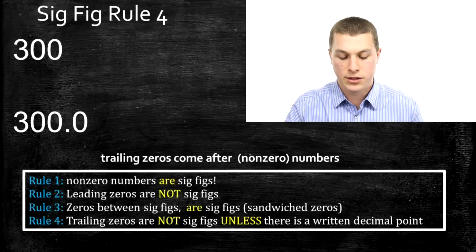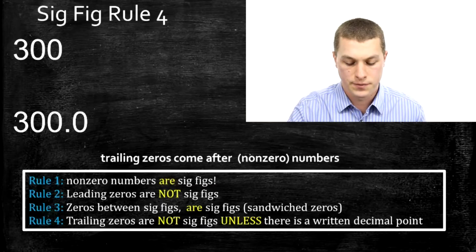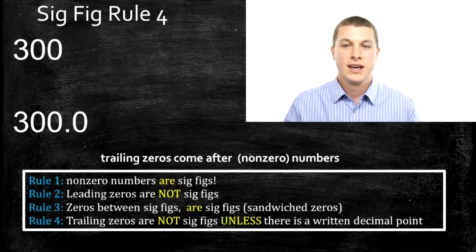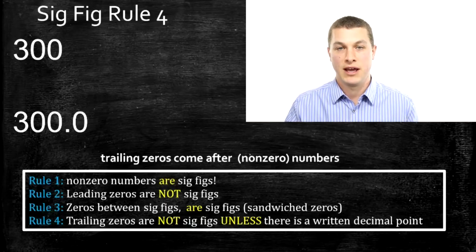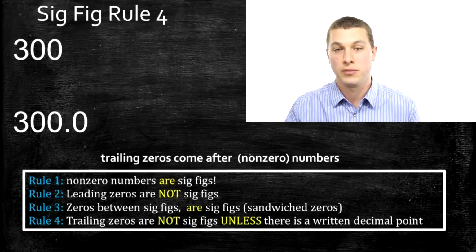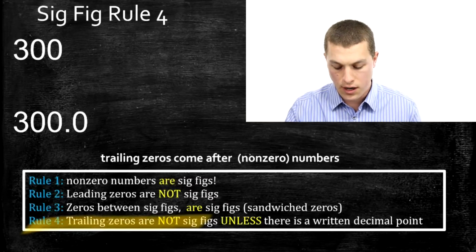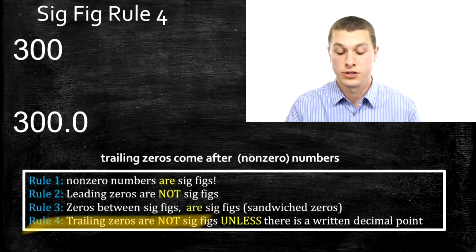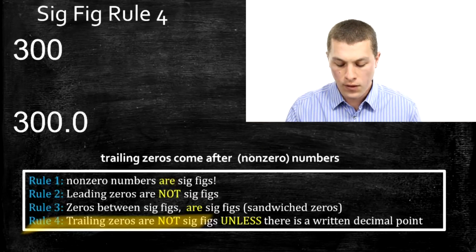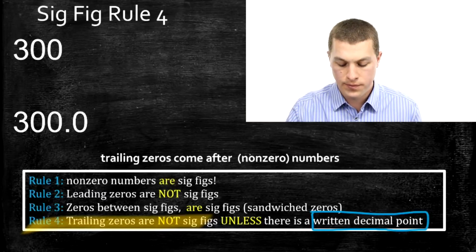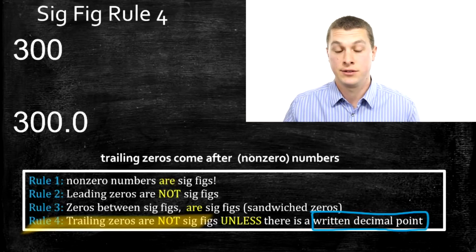So trailing zeros are a little trickier than the other two categories. And that means that when you're thinking about these significant figure rules, it takes some practice working with them to get them down. So if you still feel a little unsure of how to apply them, that's normal. It takes some practice to get used to applying these. Okay, so rule 4 says trailing zeros are not sig figs, unless there's a written decimal place. So if there's a written decimal point in our number, that actually makes the trailing zeros sig figs.